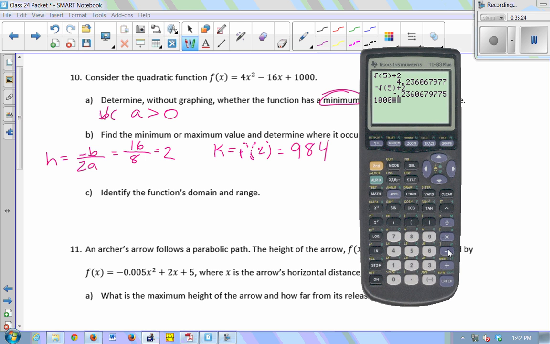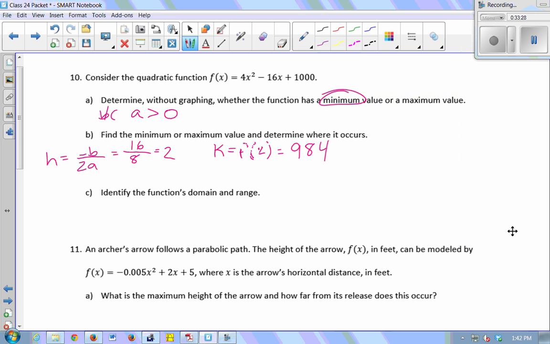1,000 minus 32. 968. Okay, I can't trust any of you. Oh, but it's minus 16. Yeah, right. Okay, 984. Thank you. All right, so my vertex is at 2, 984. So let's answer the question the way they asked it.